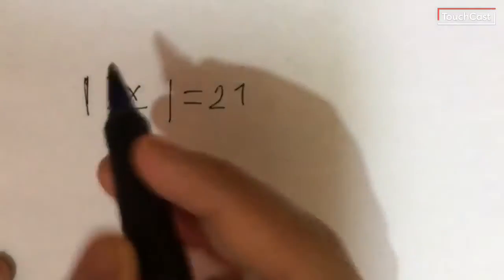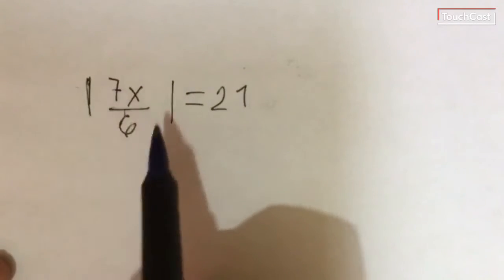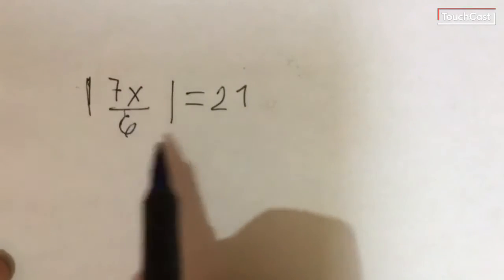So today we're going to show you how to solve an absolute value problem. An absolute value is the magnitude of a number without regard to sign. So here's an example. Let me show you how to solve this. We have to start by isolating the numbers.